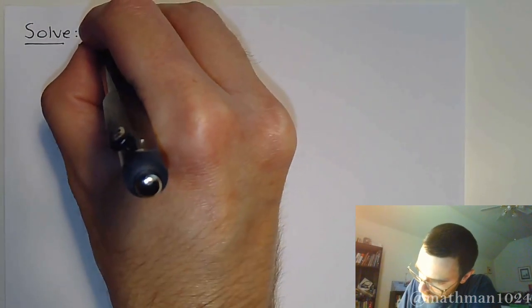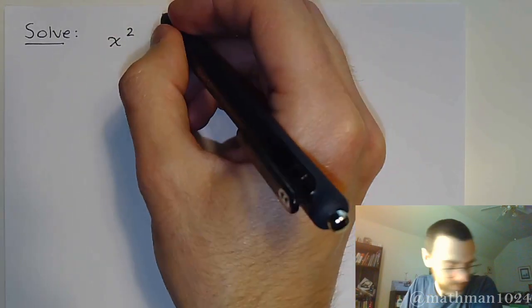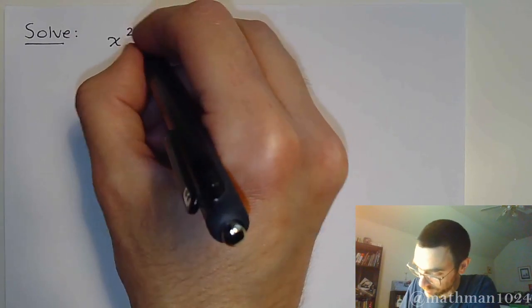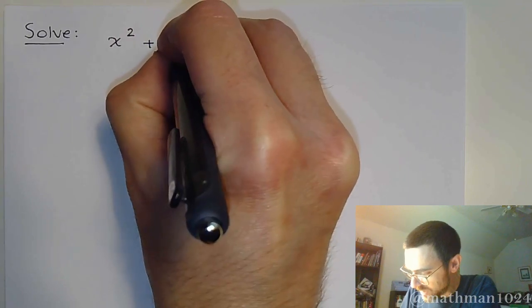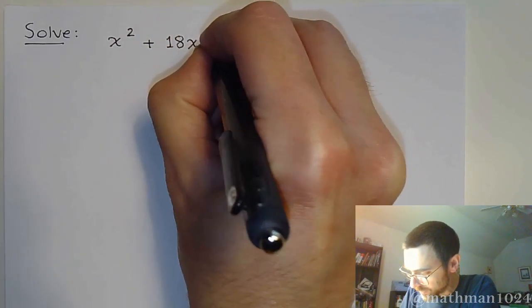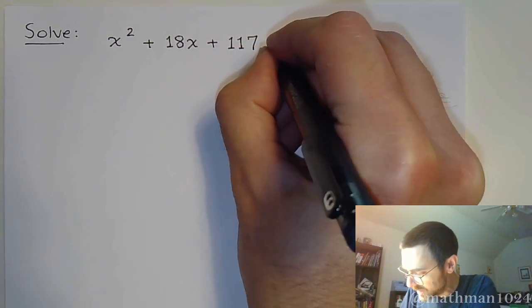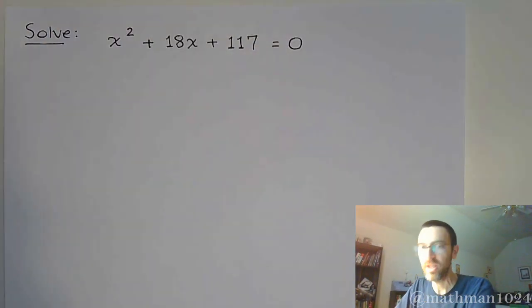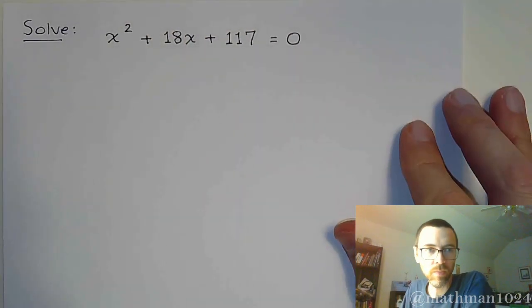All right. x squared, excuse me, x squared plus 18x plus 117 equals 0. Okay?